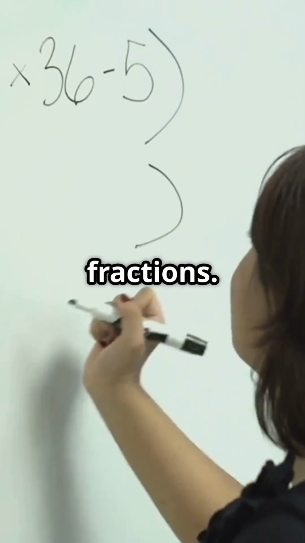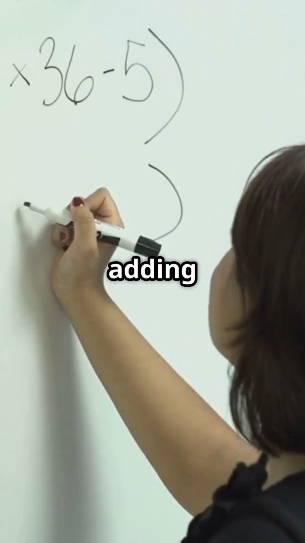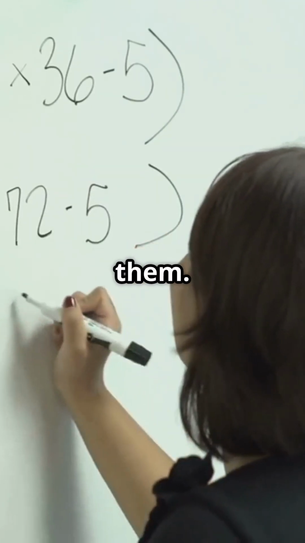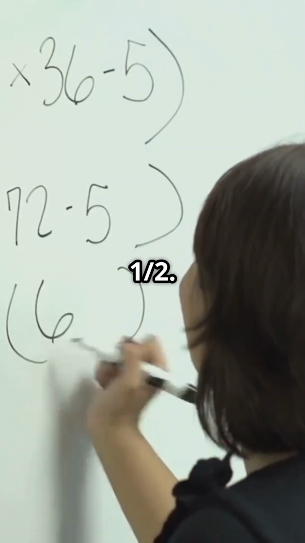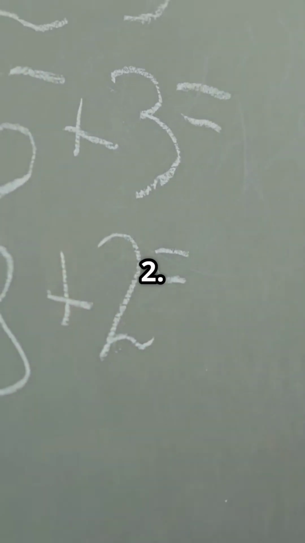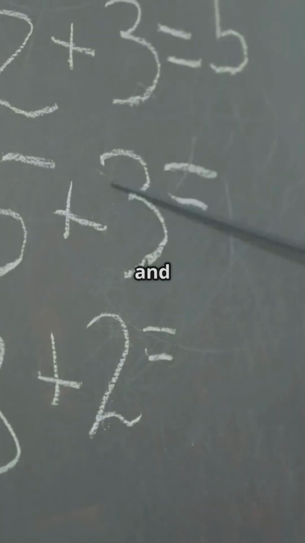Easy, right? Next, let's move on to subtracting fractions. This process is similar to adding fractions, but instead of adding the numerators, we subtract them. Let's say you have 5/6 and 1/2. Again, we need to find a common denominator. The denominators here are 6 and 2. The smallest common multiple of 6 and 2 is 6.